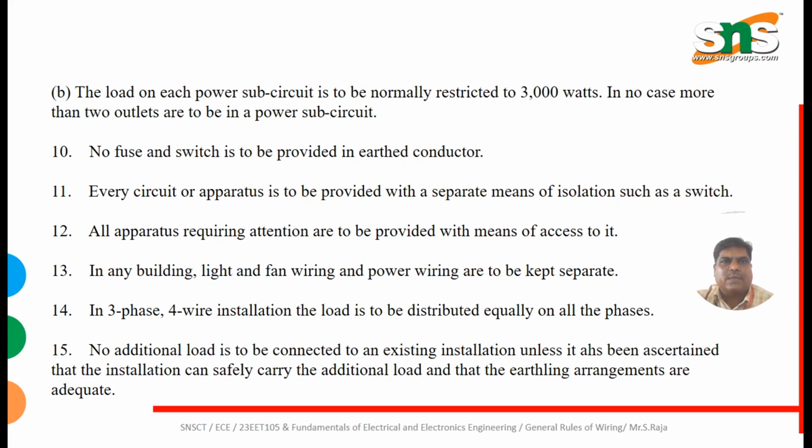No fuse or switch is to be provided in the earthed conductor. Every circuit or apparatus is to be provided with a separate means of isolation such as a switch. All apparatus requiring attention are to be provided with a means of access to it. In any building, light and fan wiring and power wiring are to be kept separate. In a 3-phase, 4-wire installation, the load is to be distributed equally on all the phases. No additional load is to be connected to an existing installation unless it has been ascertained that the installation can safely carry the additional load and that the earthing arrangements are adequate.